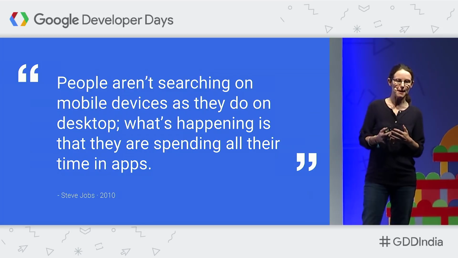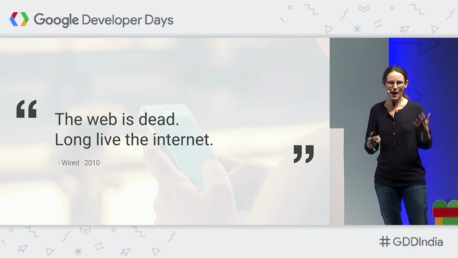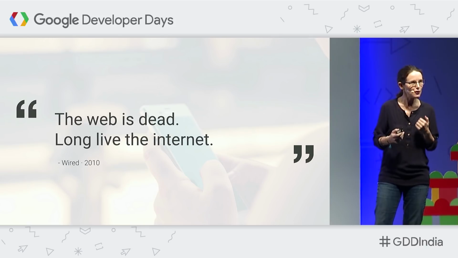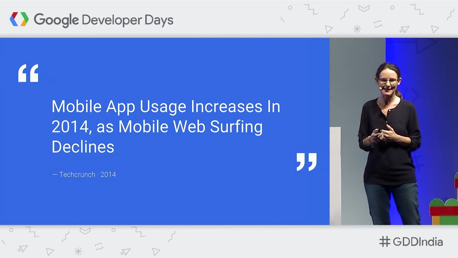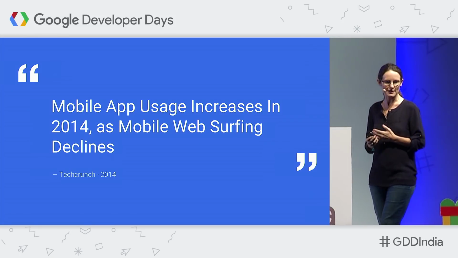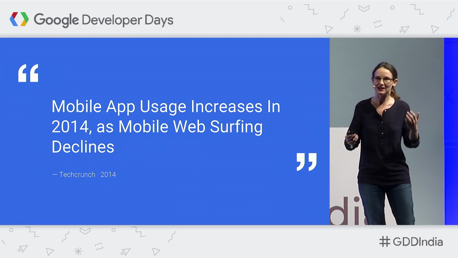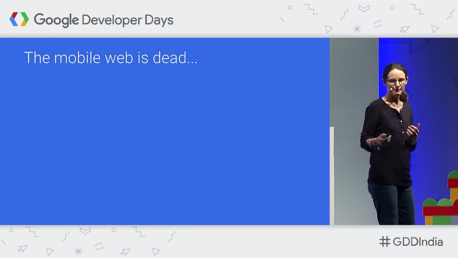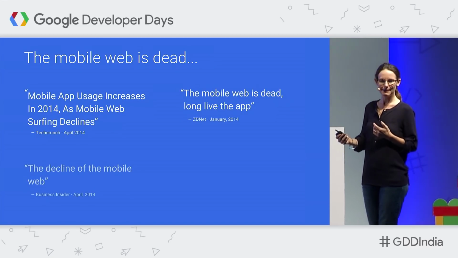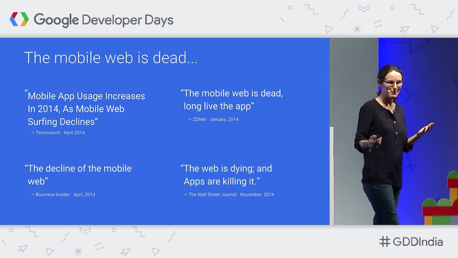That same year, Wired published a piece with a now much riffed on title, "The Web Is Dead, Long Live the Internet." And then just a few short years later, there were headlines like this, that mobile app usage increases in 2014 as mobile web surfing declines. In fact, there were a succession of such quotes and headlines. So the web is dying and apps are killing it, the decline of the mobile web and things like that.